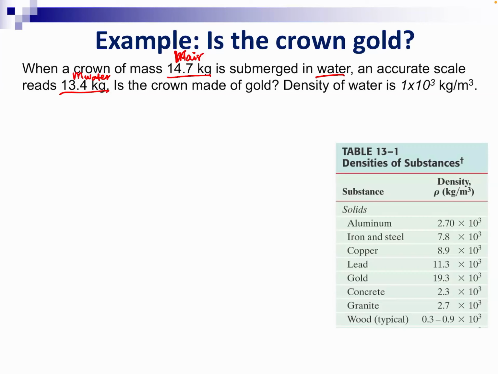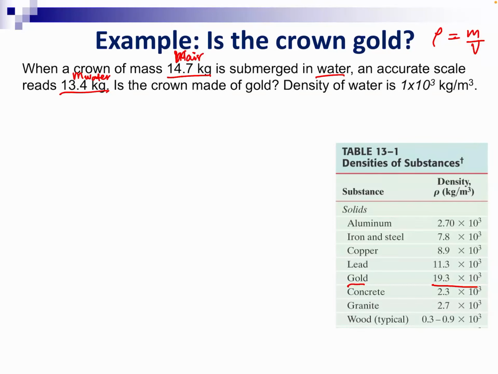So the way to find this is to find the density of the crown, right? Density is a property of a material, and you can easily find out the density of gold. If the crown was really gold, then the density should be 19.3 times 10 to the 3. But how do you determine the density? Density is equal to mass over volume. The mass of the crown we can determine, 14.7 kilograms. It's now a question of determining the volume, but the crown is irregularly shaped, so it's hard to measure its dimensions to determine its actual volume.